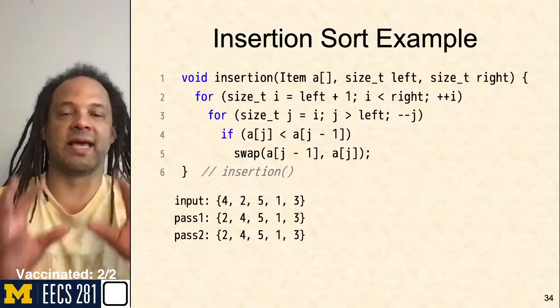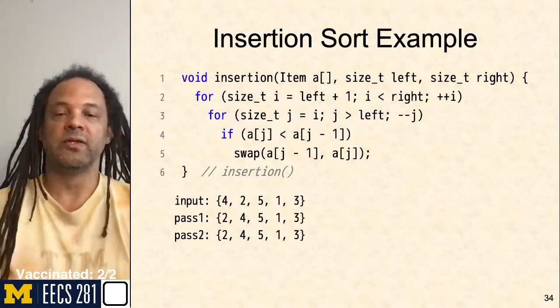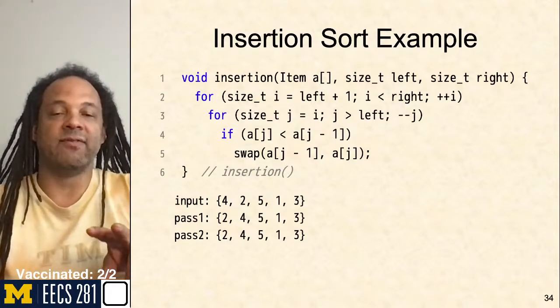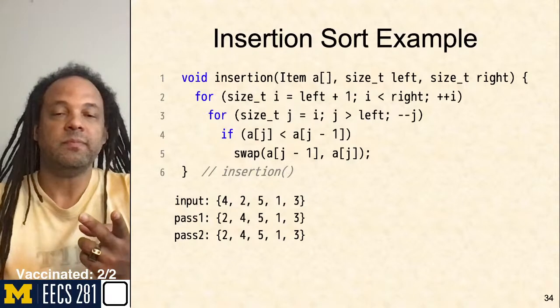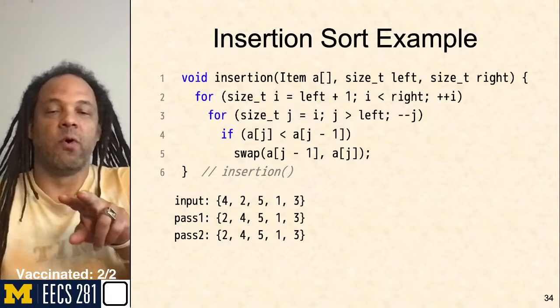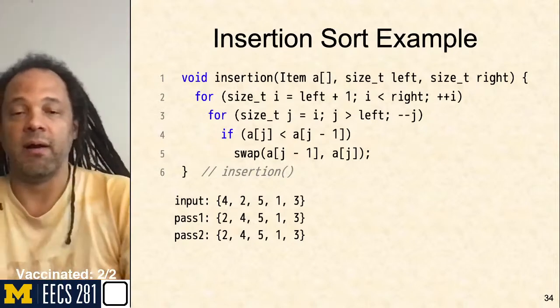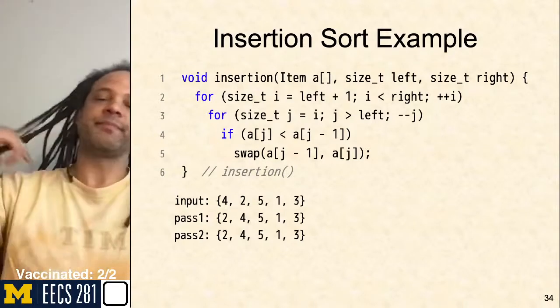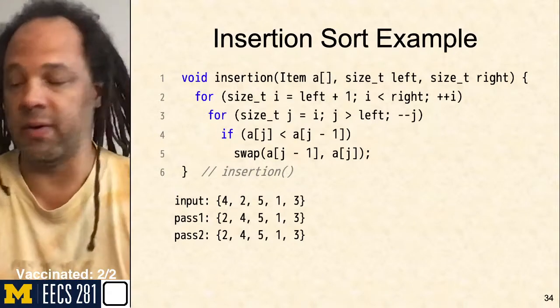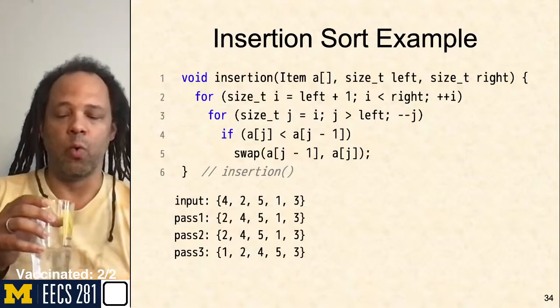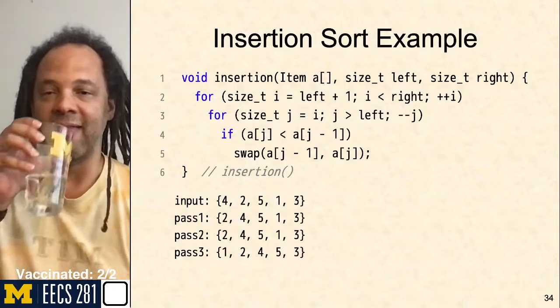Each time this kind of feels bubblish. So we'll look at that 1 and say it belongs before the 5, so we do a swap there. The 1 belongs before the 4, so we do a swap there. The 1 belongs before the 2, we do a swap there. That's how pass 3 shakes out, and that's why we've got 4 items sorted: 1, 2, 4, 5, and then 3.